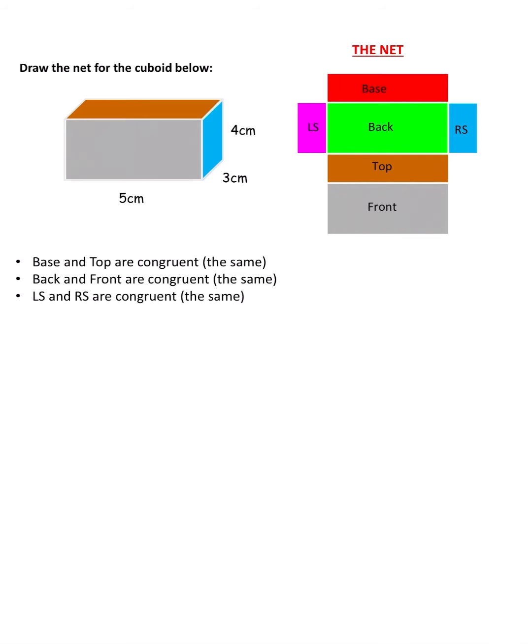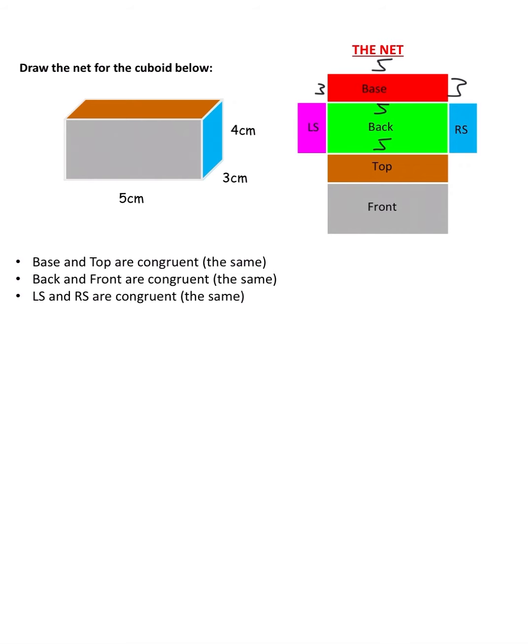And you can see how I've color-coded it. You have the base, we have the back of the shape, we have the top, the front, the right side and the left side. So the measurements then of this, so we can see the length is going to be 5. The width then, so of the base, will be 3.